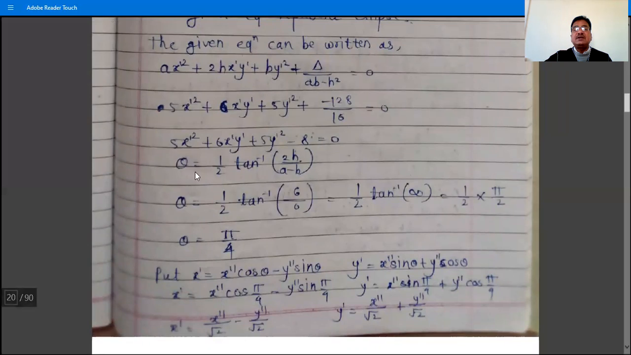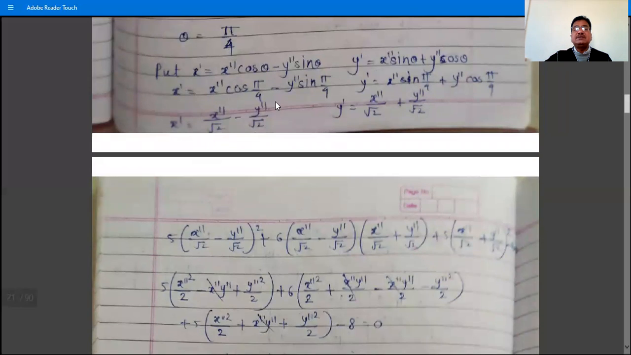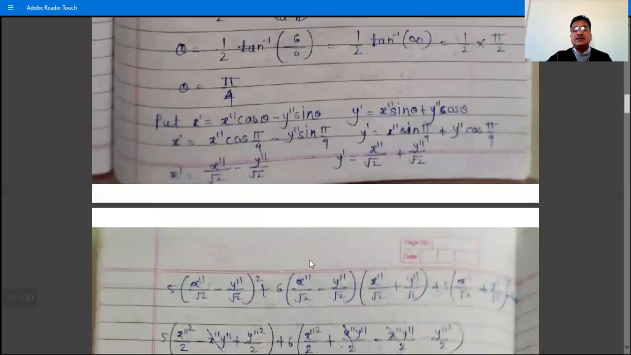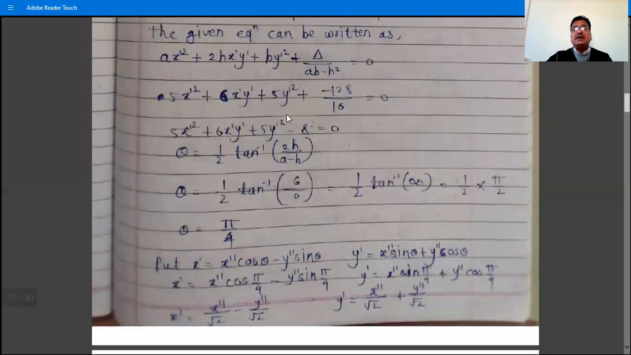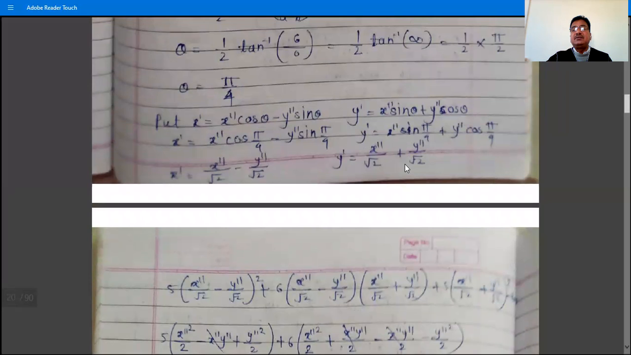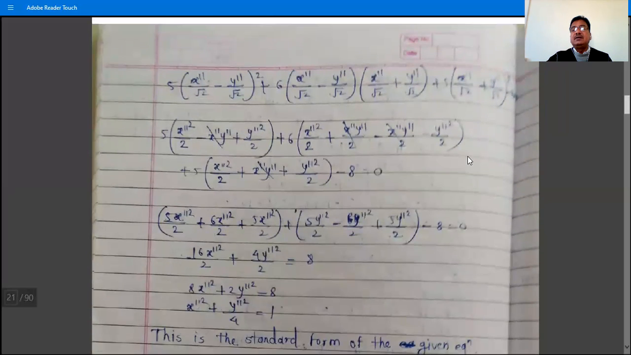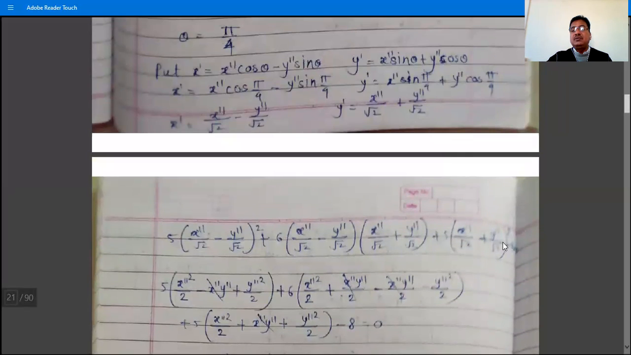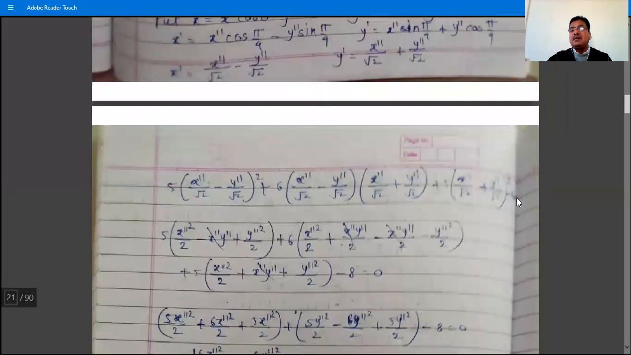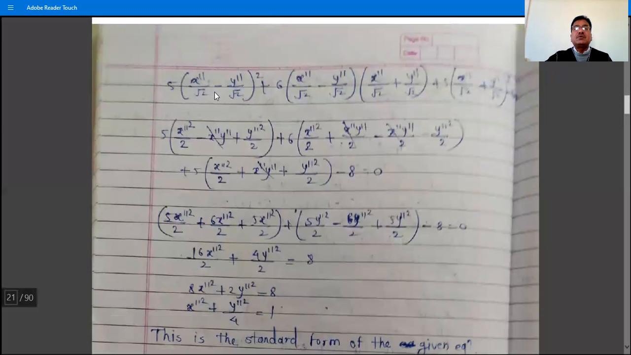This 5x dash square, so 5 times this value squared, plus 6 times x dash into y dash, with these values, plus 5 y dash square, where the value of y dash is this, x double dash by root 2 plus y double dash by root 2, bracket squared, minus 8 is equal to 0. Then simplification. So the square of this is this.